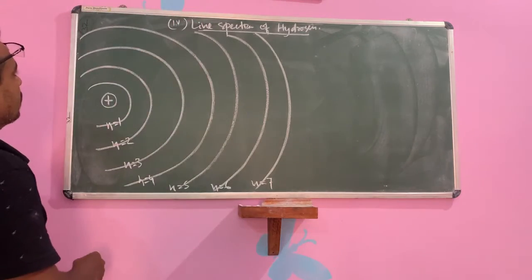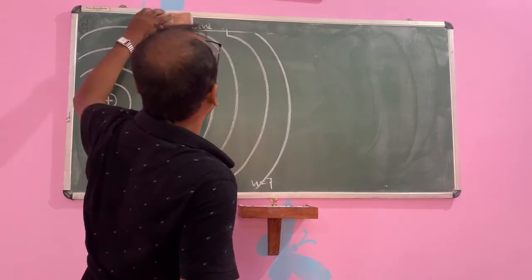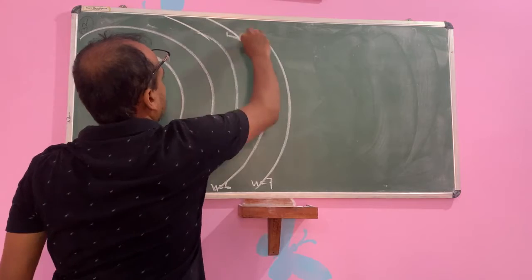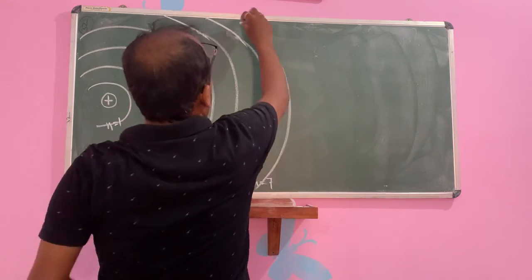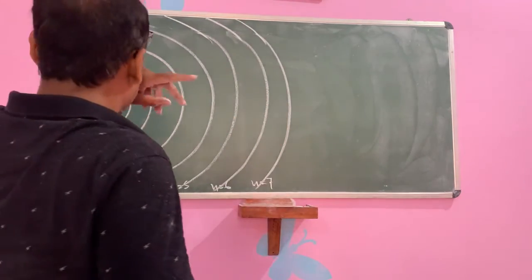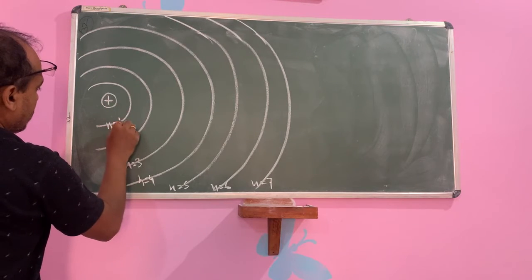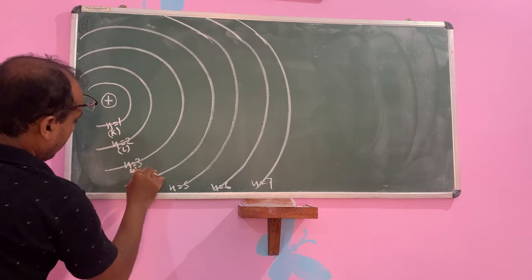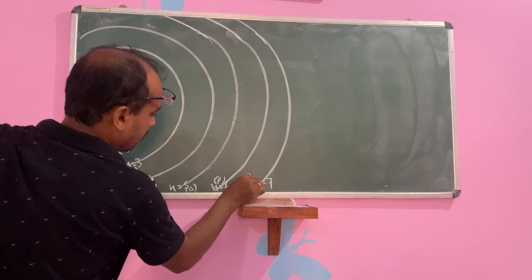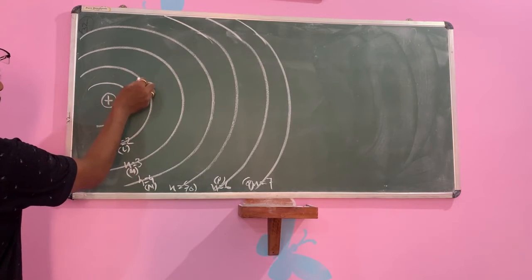If the electron, just wait. In your book, they are given in a straight line. I am giving it like an atom, with a circular path. Suppose the electron is coming to K, n is equal to 1 means K, L, M, N, O, P, Q. Suppose the electron is coming from this energy shell.